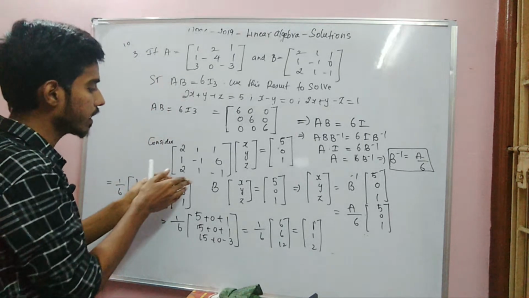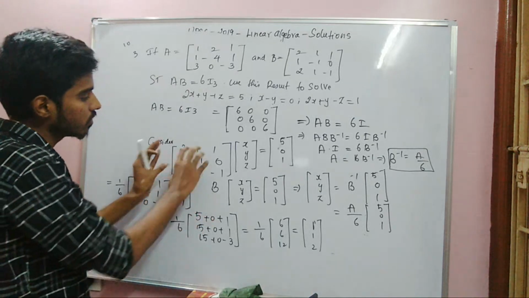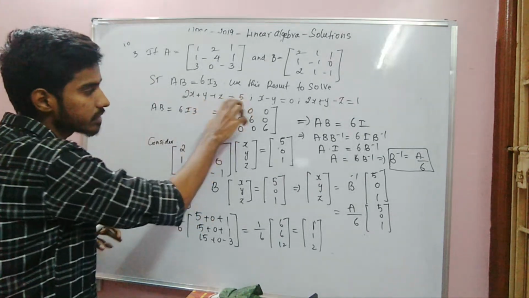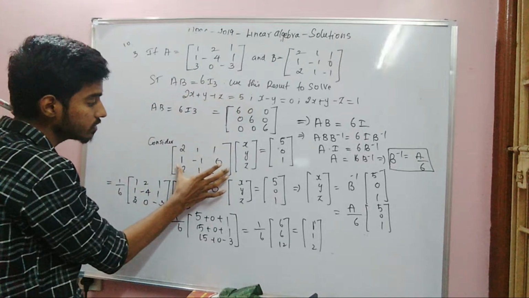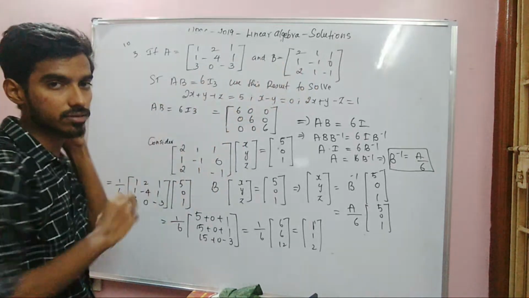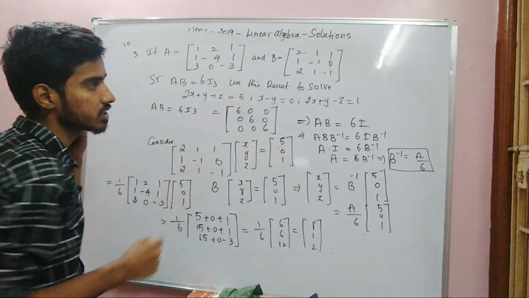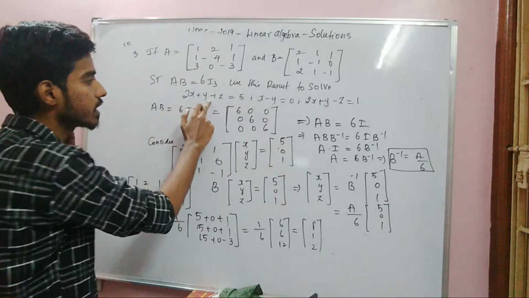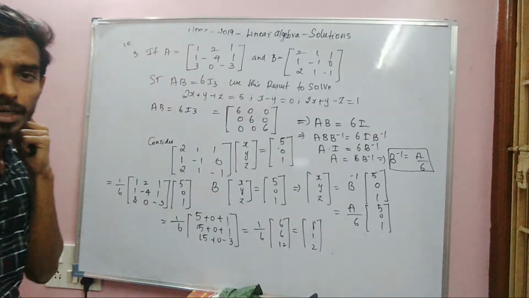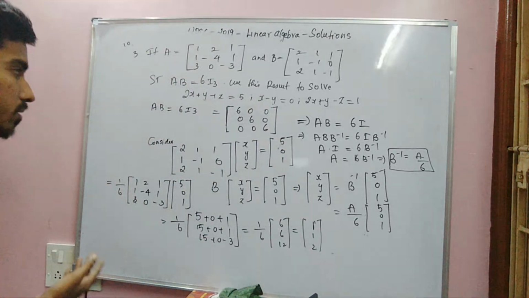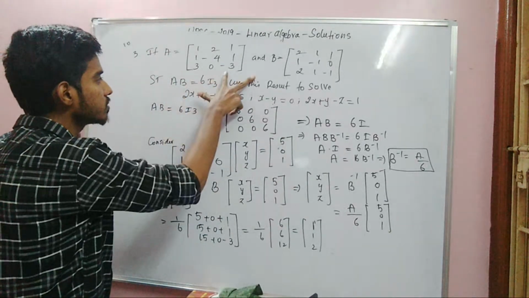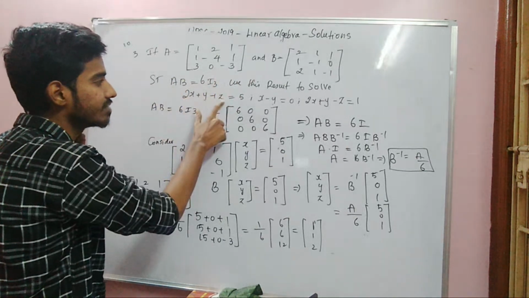I'm using this method because when I write this as Ax is equal to B format, you can see this matrix turns out to be the B matrix. So that's why I'm using this information. Suppose if I simply gave this data only, I would have to find the determinant of B and the adjoint of B. But here we have to use this result to solve this equation.